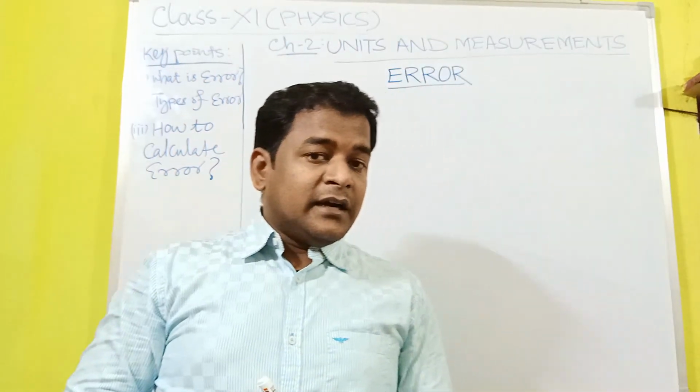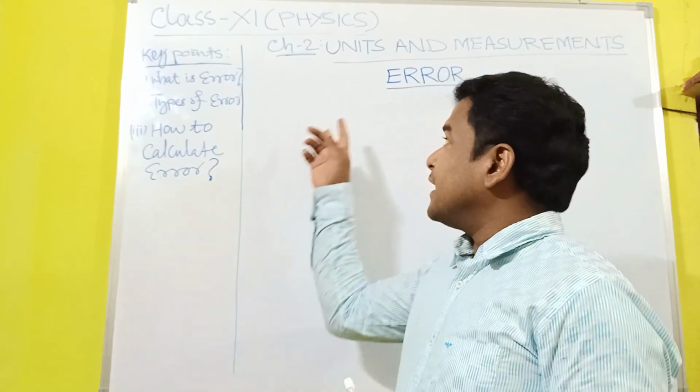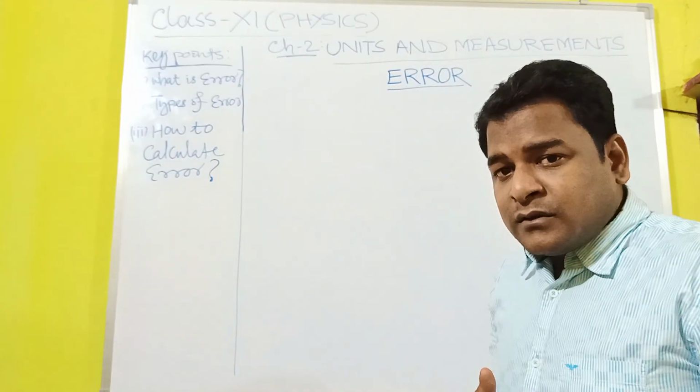We know that no one is perfect in this world, right? Why? Because of this error. So what is error?